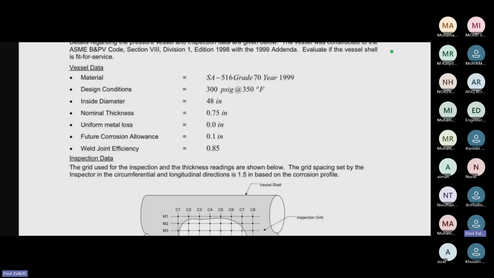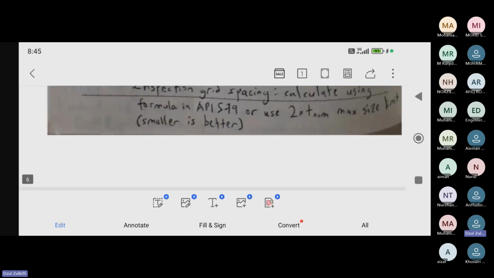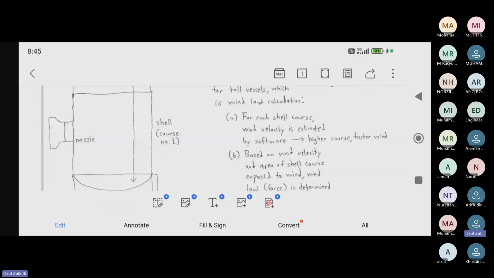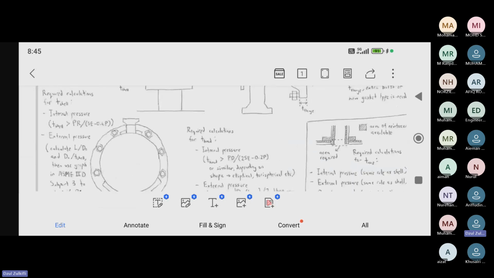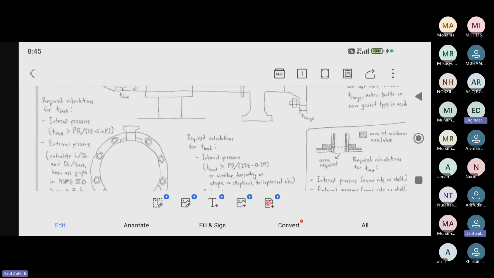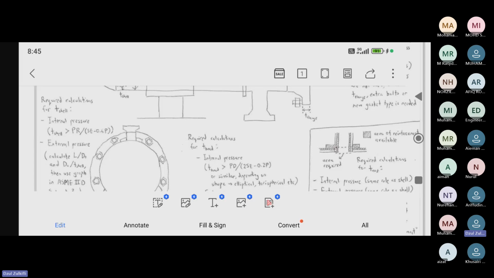Alright, so how do we know exactly what is the minimum thickness that we need for internal pressure? So let me just scroll up a bit. Okay, alright.